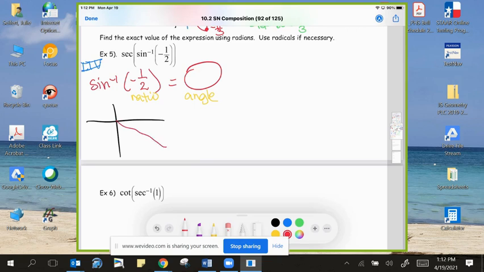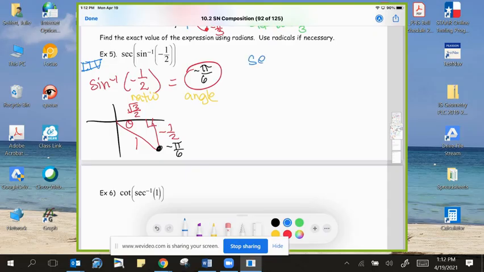Sine is the y value, so that will be the negative 1/2. That'll make that x a root 3 over 2 and the hypotenuse a 1. So that angle measure across from a 1/2 is going to be in a 30, 60, 90 triangle. That reference angle is going to be 30, so pi over 6. We'll express that angle as negative pi over 6.